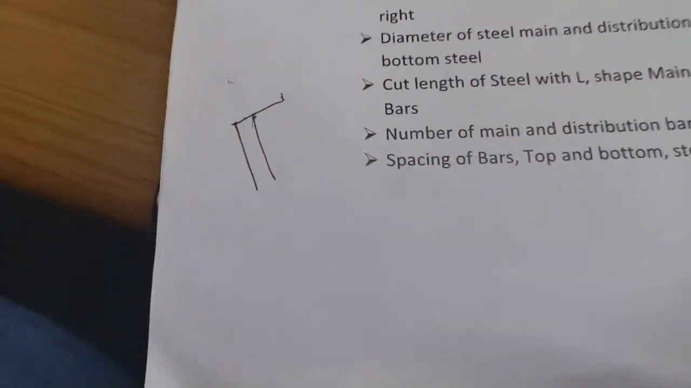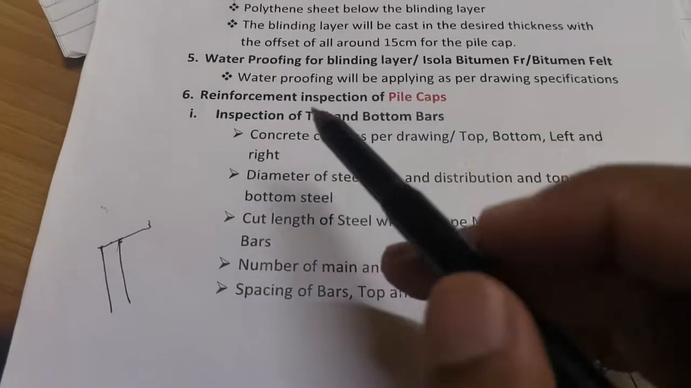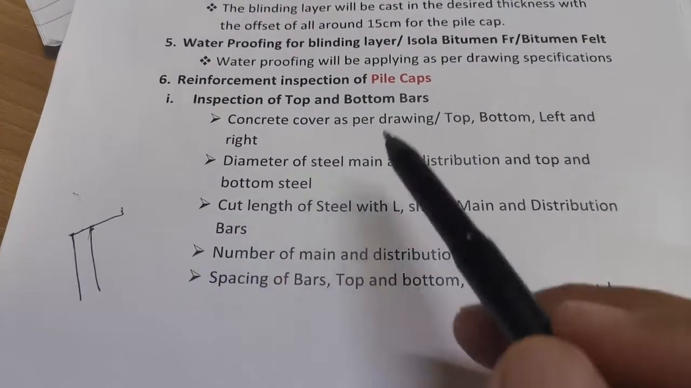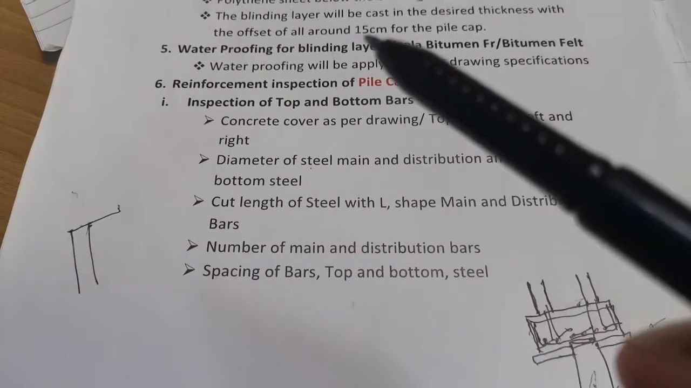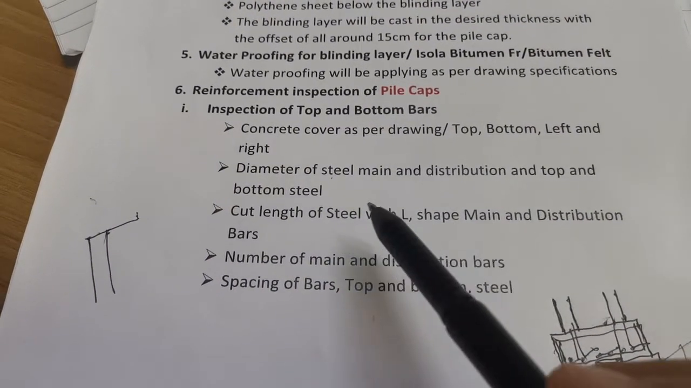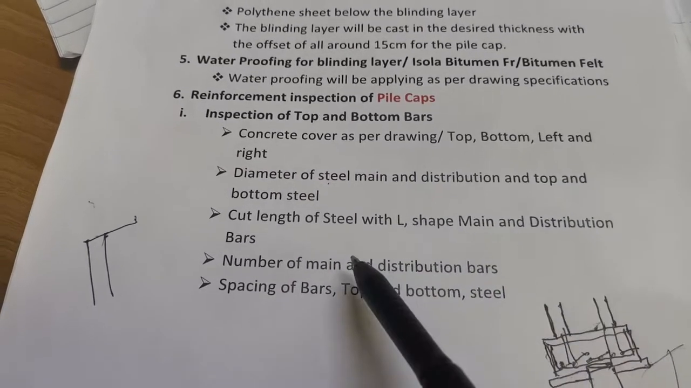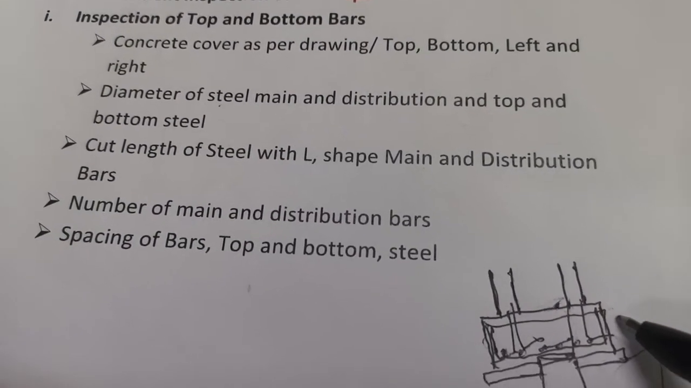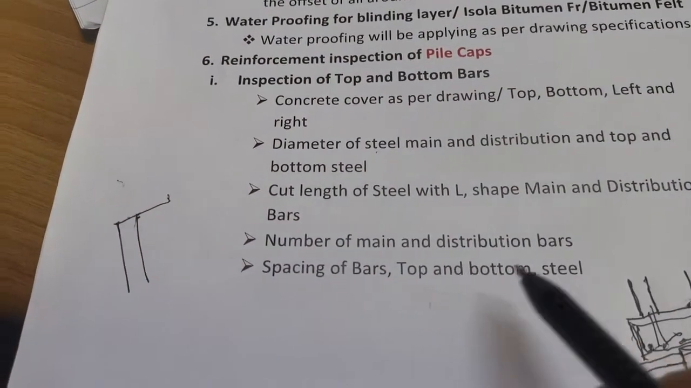Okay friends, here you can see inspection of top and bottom bars, concrete cover as per drawing: top, bottom, left and right. What is the concrete cover of the pile caps: left, right, front, back and bottom. Diameter of steel, main and distribution, and top and bottom steel. Cut level, cut length of steel with L shape, main and distribution bars. Okay friends, he is talking about this L. Number of main and distribution bars.